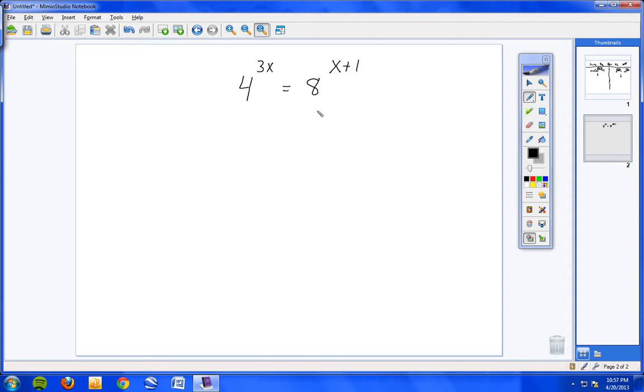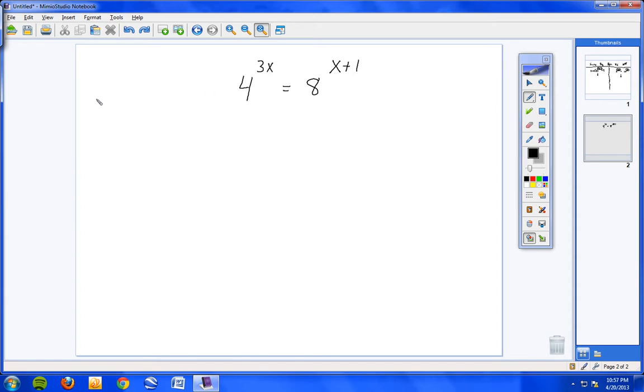Now, this is the type of equation that has two exponents, 1, 2, with an unknown. So we use the steps that you see up above in your notes that say, first of all, write both sides with the same base. Well, here we go. I have a 4 and an 8. My base is a 4. My base is an 8. They are not the same. So I'm going to have to rewrite this equation so that they have the same base.